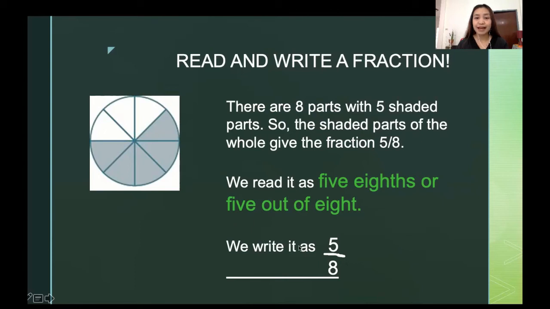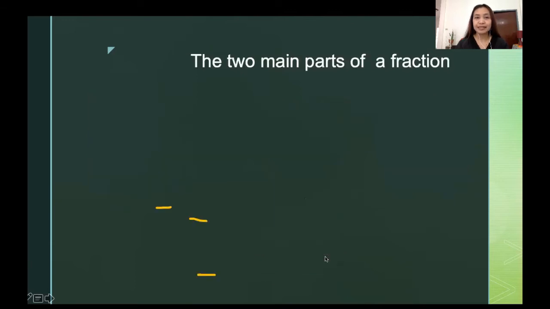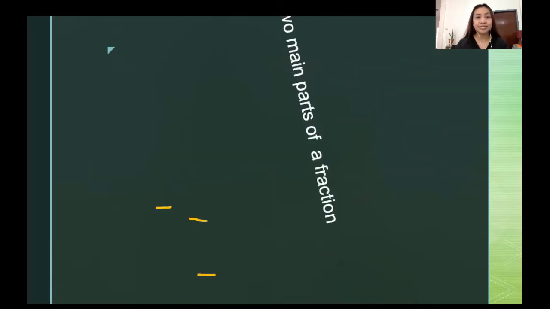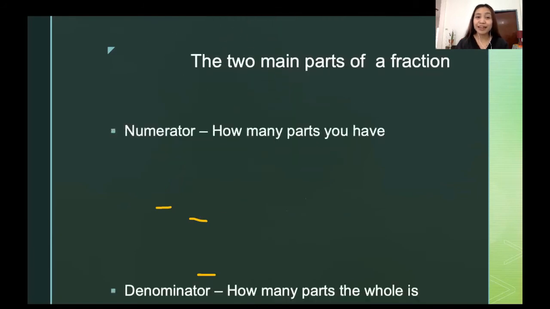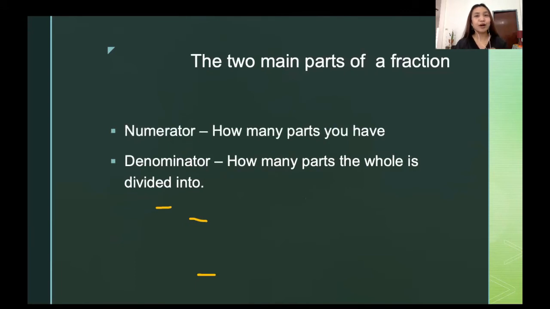And we write it as this, 5/8. All right. Okay, the 2 main parts of a fraction are the numerator and the denominator. You also have learned that in the video, right? The numerator tells how many parts you have or how many parts you are referring to. And then the denominator tells how many parts the whole is divided into.